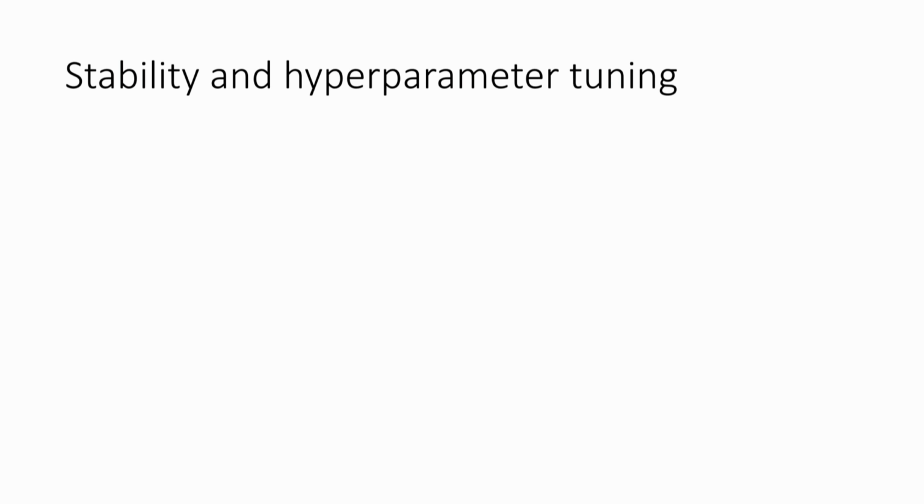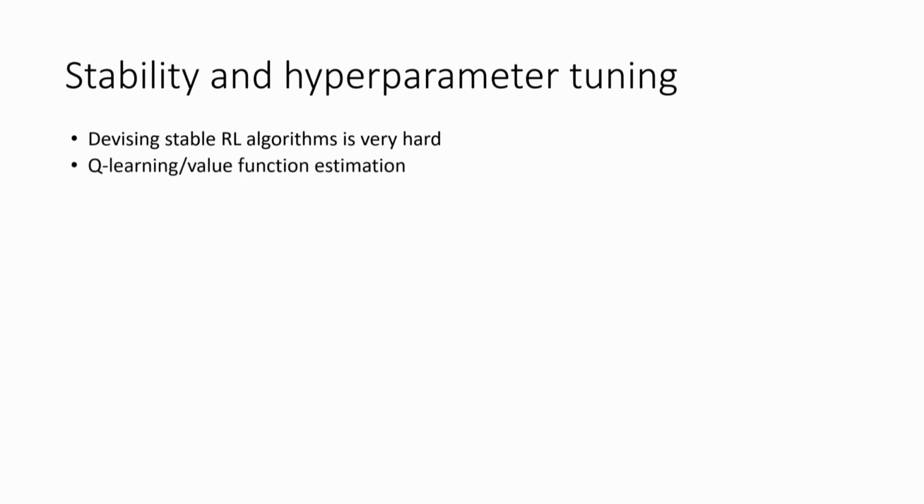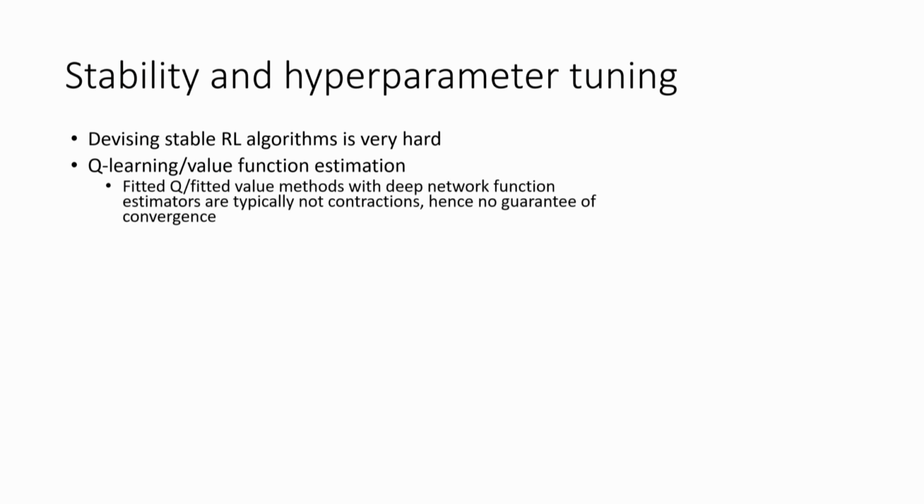Some of you might have already figured out from doing your homeworks that reinforcement learning algorithms are a little harder to deal with than supervised learning algorithms. And there's probably more that we could do to improve this situation. So devising stable RL algorithms is quite difficult, and each category of RL algorithms has its own challenges in this regard. For Q-learning or value function estimation methods, fitted Q or fitted value iteration methods are not contraction operators, and hence they don't have a guarantee of convergence.